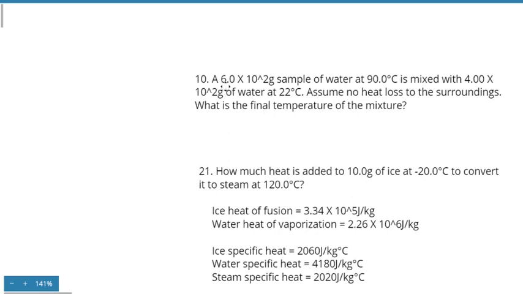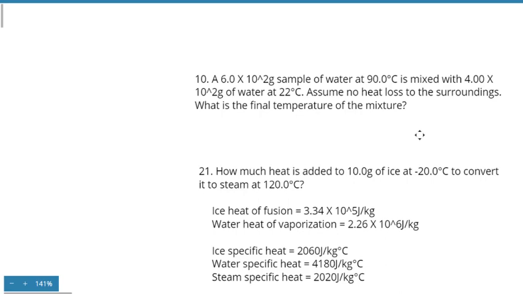First one: a 6.0 times 10 exponent 2 gram sample of water at 90.0 degrees Celsius is mixed with 4.00 times 10 squared grams of water at 22 degrees Celsius. Assume no heat loss to the surroundings. What is the final temperature of the mixture?